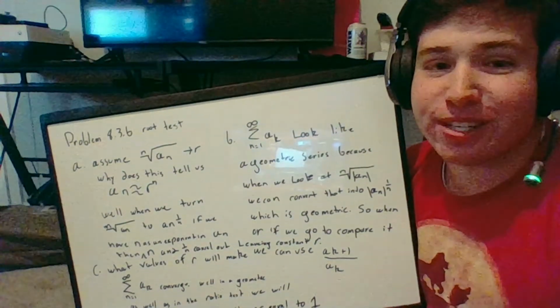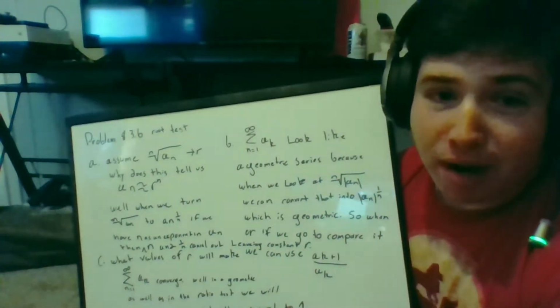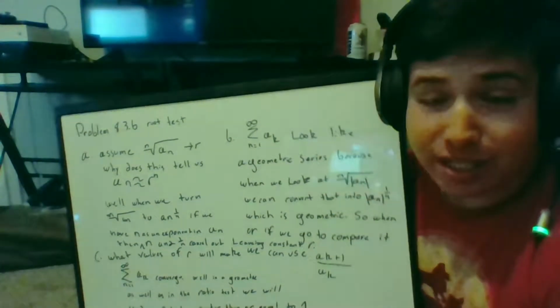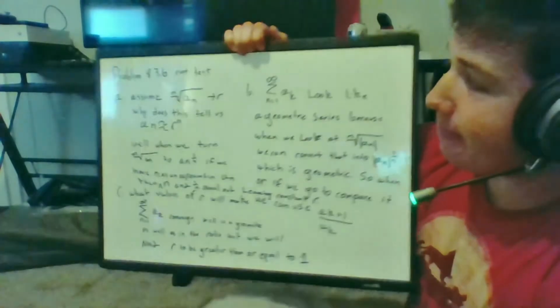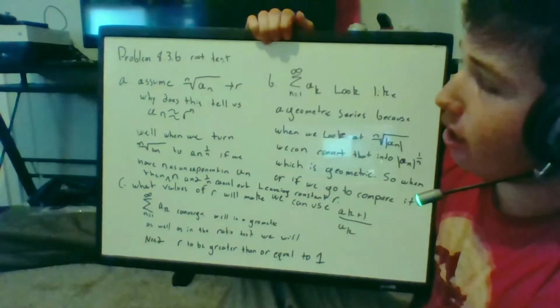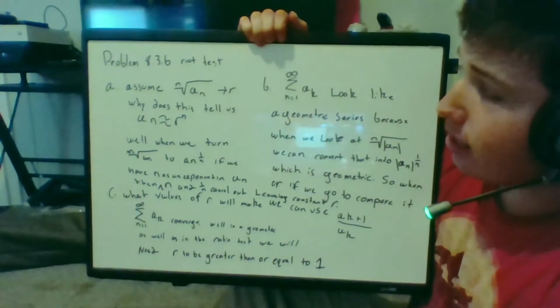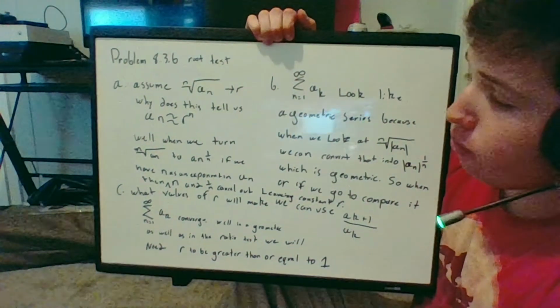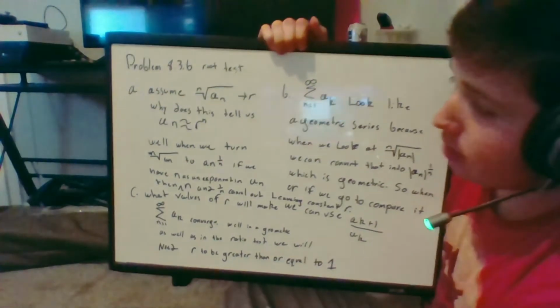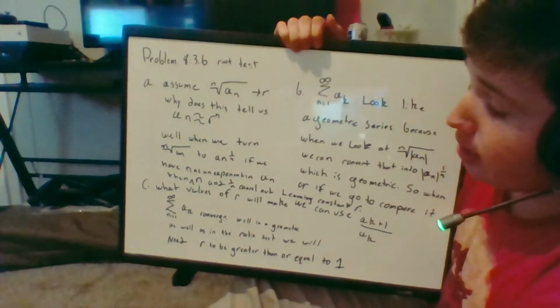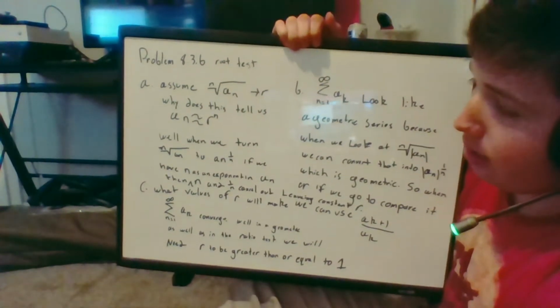Hey, Professor. We're coming back at you with problem 8.3.6, which talks about the root test. In part A, we're asked to assume that the nth root of a sub n approaches r, and why does this tell us that a sub n is approximately r to the nth?